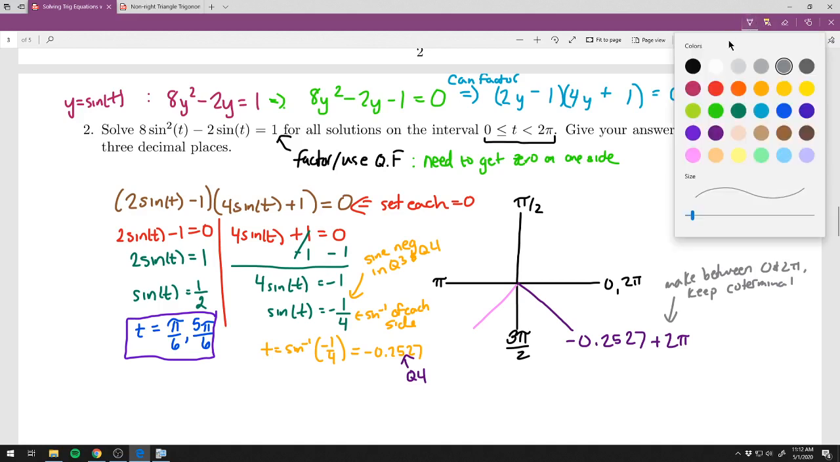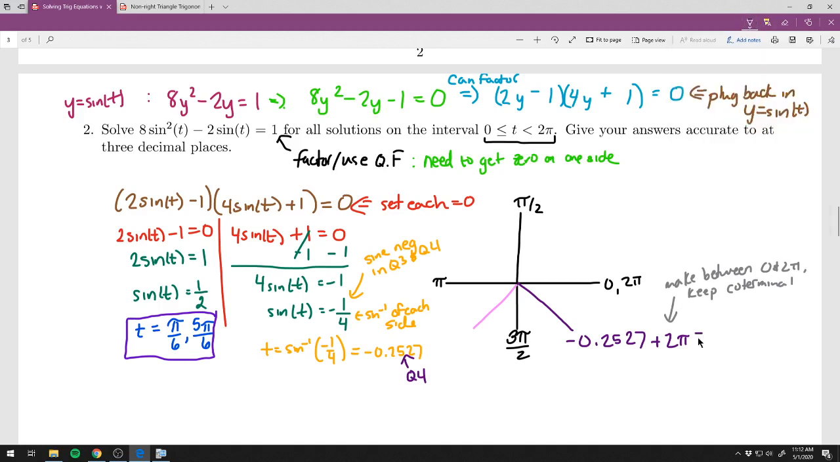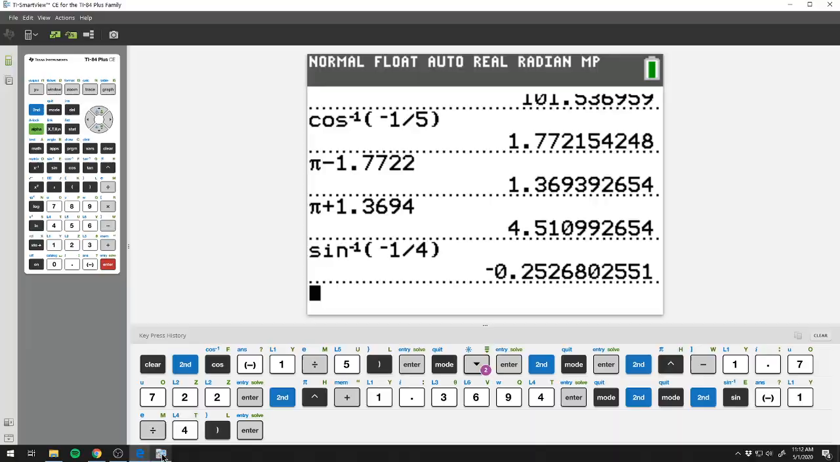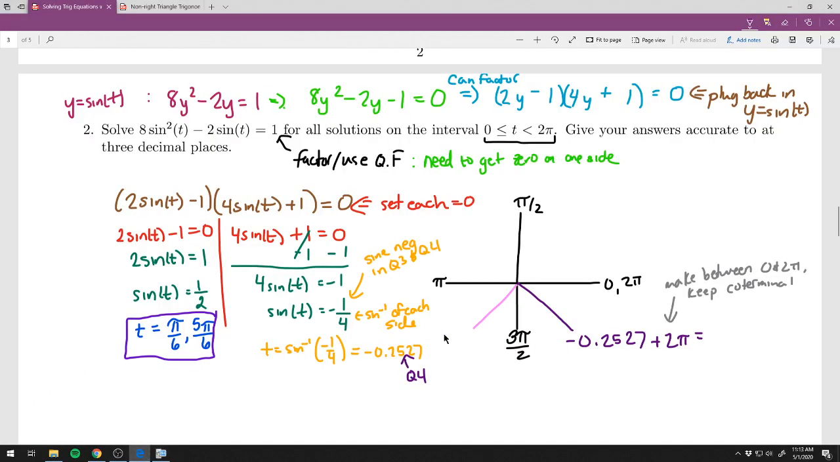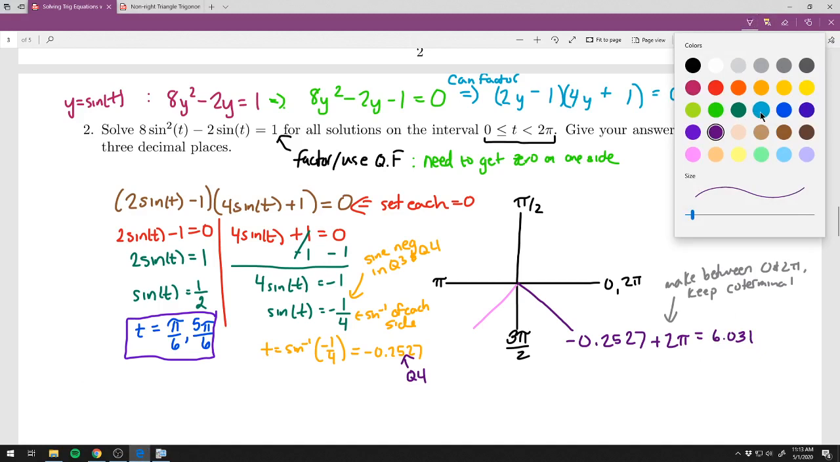All right, so we can do that in our calculator, and that'll be one of our answers. I'm just going to do plus 2π because that's the last thing I typed in. And we get 6.031. So one of our answers is going to be 6.031.